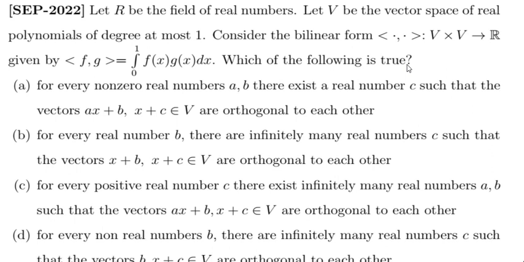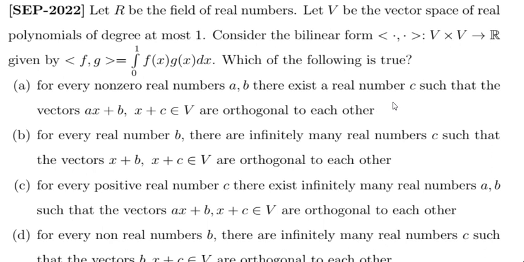So we have four options. From this we have to check which one is true. It's a Part B question, so only one option will be correct, and we have to choose the single correct option. The first option is, for every non-zero real number a comma b, there exists a real number c such that the vectors ax plus b comma x plus c belonging to V are orthogonal to each other.